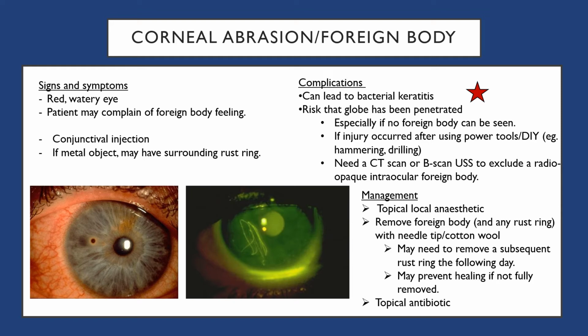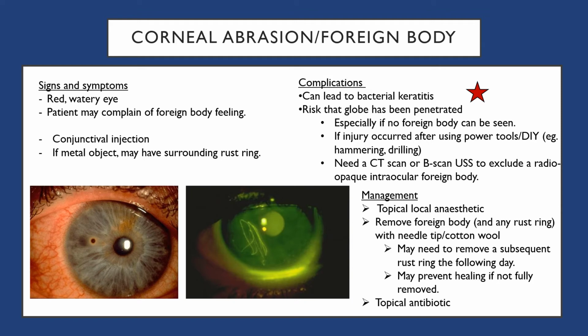Next, moving on to the cornea, you can get corneal abrasions and foreign bodies within the eye. Typically a patient might come up and say that they've got a red watery eye and it feels like they've got something stuck in their eye. On examination, you might see conjunctival injection, which is the redness of the conjunctiva, and if you've got a metal object in the eye, there might be a surrounding rust ring, as you can see in the picture on the left-hand side. Sometimes when you look in the eye using just the naked eye, you can't actually see a foreign body.